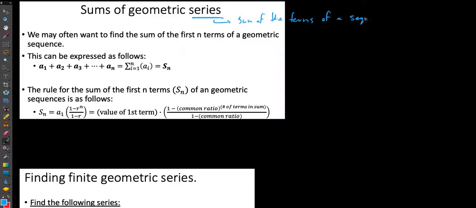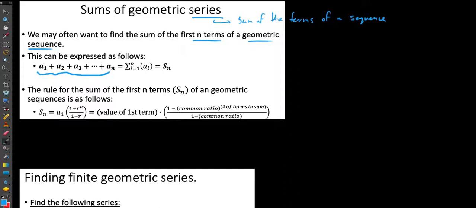A series is just when we take the terms of our sequence, like A1, A2, A3, all the way out to AN here, and we add these together. This is what we refer to as a series. So we're going to be looking specifically at the sum of the first n terms of a geometric sequence.